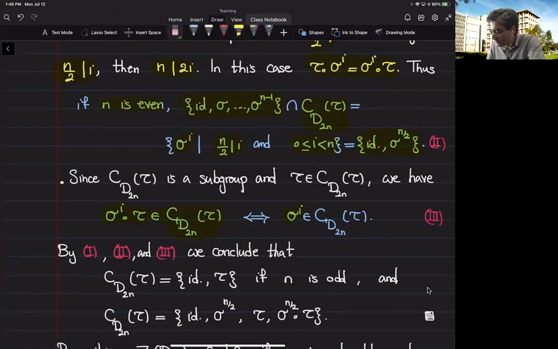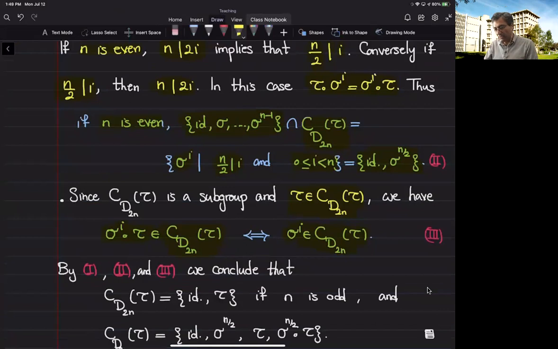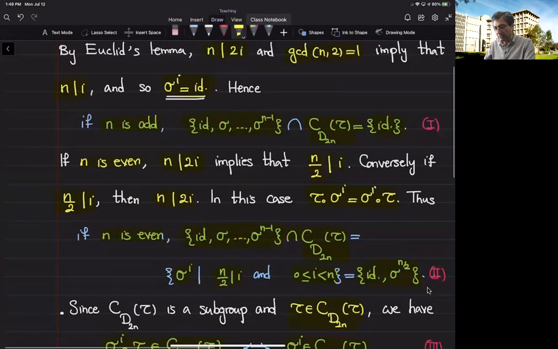So if this guy belongs to this subgroup, so does sigma to the i, because tau is inside this subgroup. Now, if sigma to the i is inside this subgroup, because tau is also inside this subgroup, I can multiply them. I deduce this. So sigma to the i composed with tau is inside the centralizer if and only if sigma to the i is inside the centralizer. We have already discussed what kind of sigma to the i's are inside the centralizer. If n is odd, only identity. If n is even, only these guys.